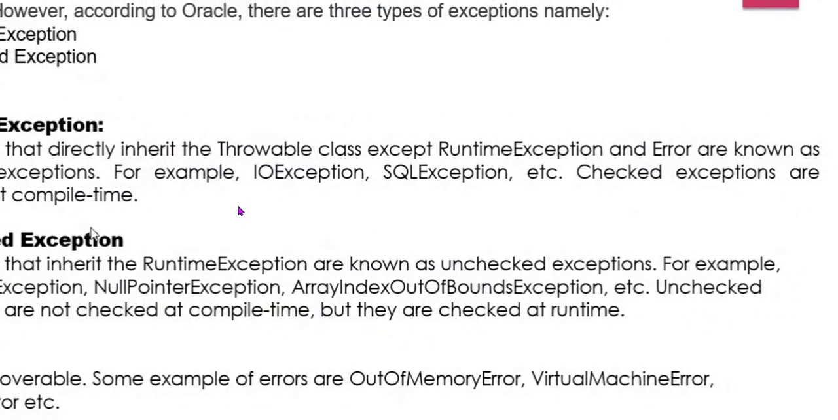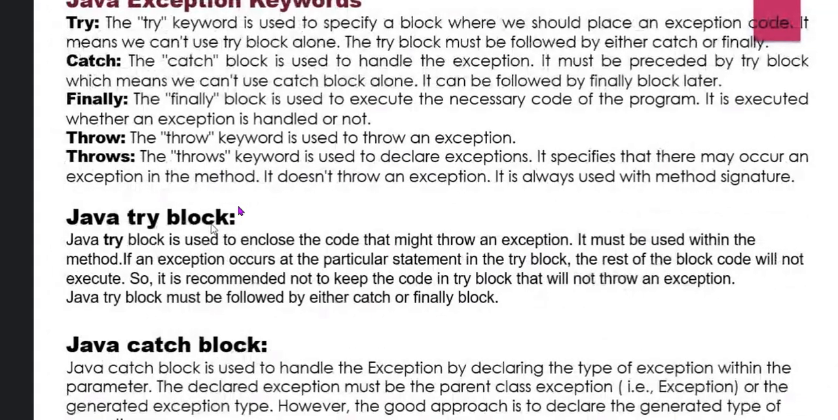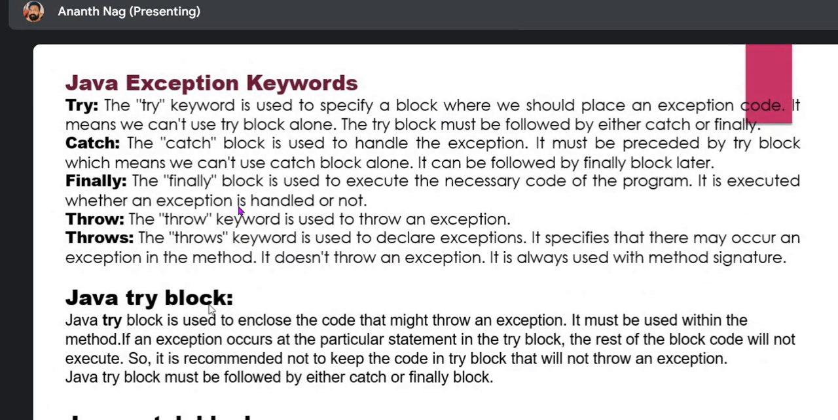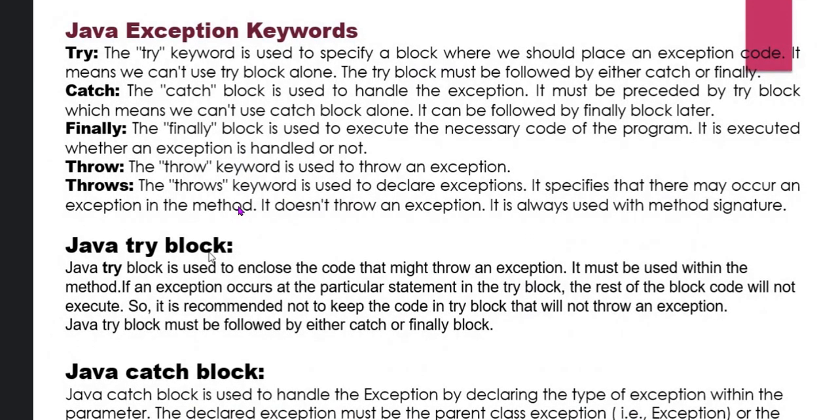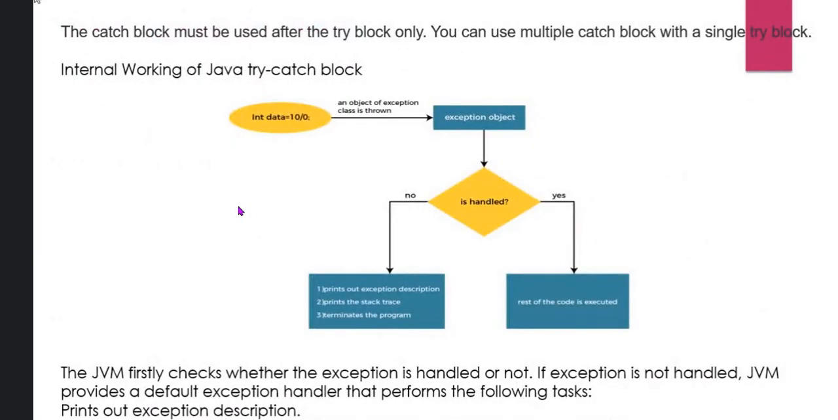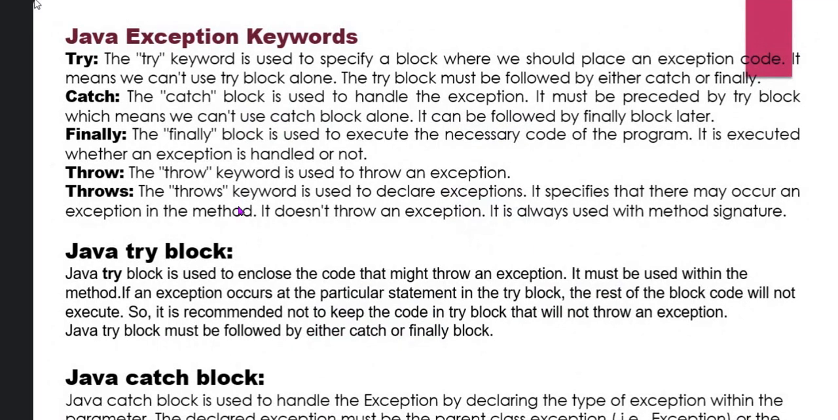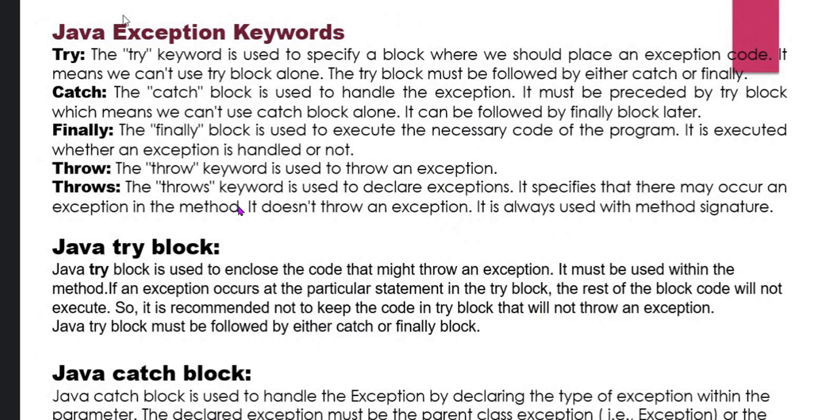Right, sir. So as I said, checked exceptions, unchecked exceptions, and error. These are the main keywords I have seen in Java exceptions: try, catch, finally, throw, and throws. The try keyword is used to specify a block where we should place exception code. It means that we cannot use a try block alone. The try block must be followed by either catch or finally.